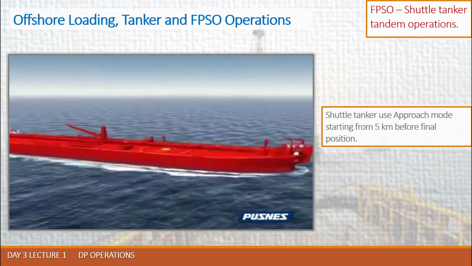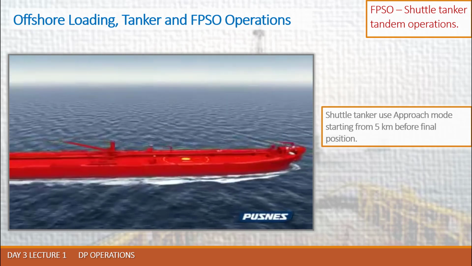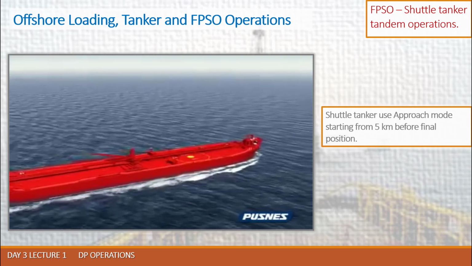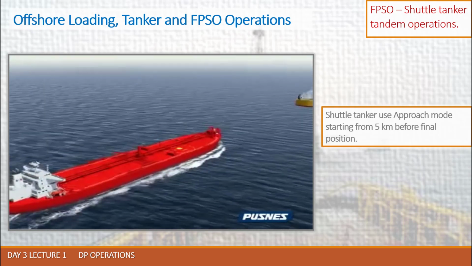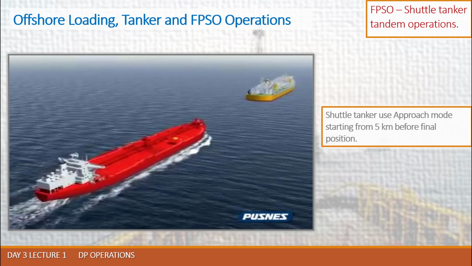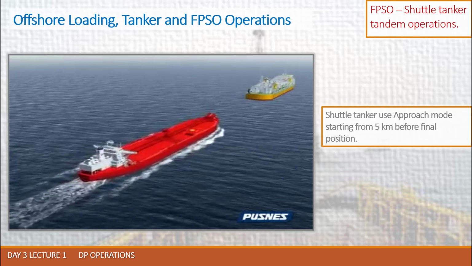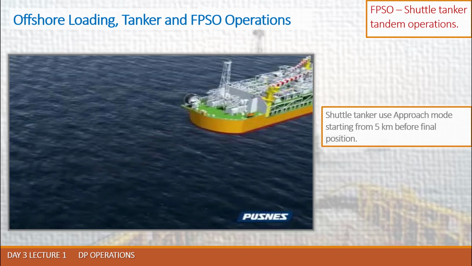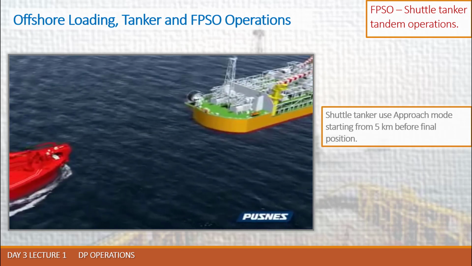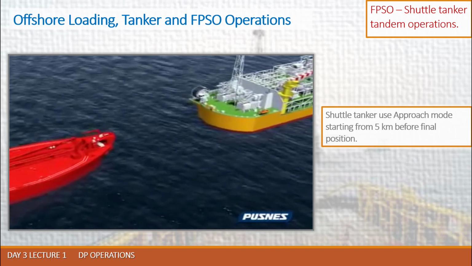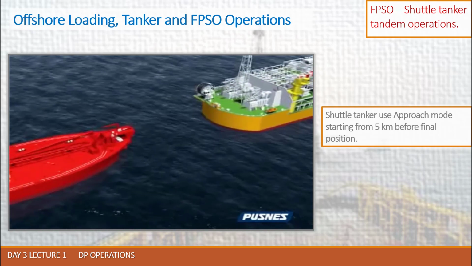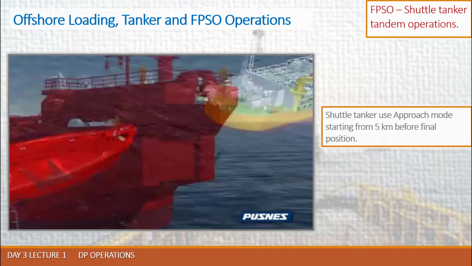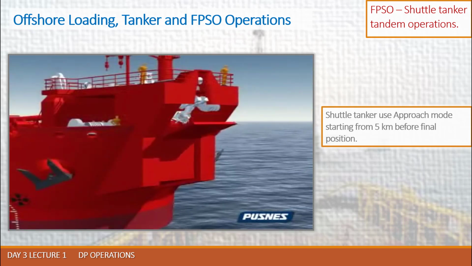On arrival to shooting distance, the shuttle tanker stops and expects the leading line from the FPSO, which will be provided with a line throwing apparatus. At the same time, the shuttle tanker prepares the bow loading manifold for further connection.